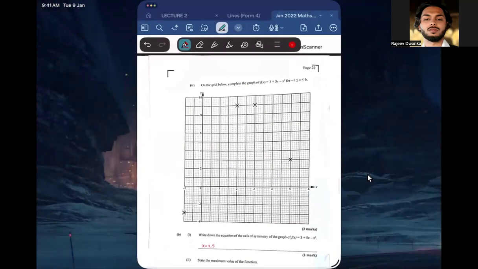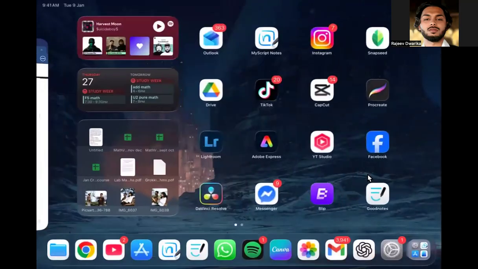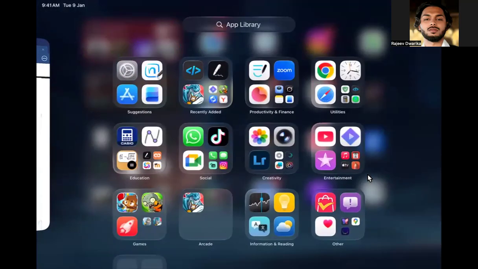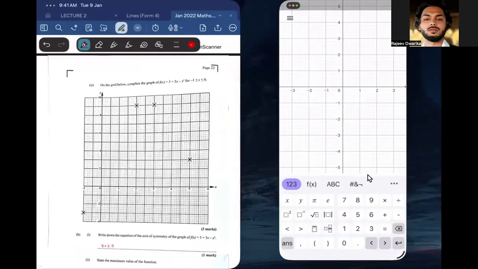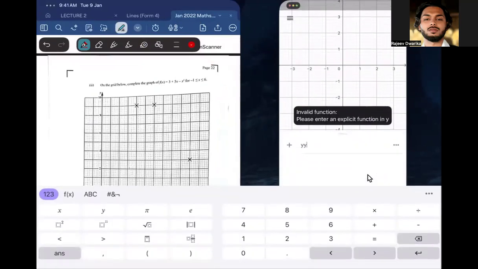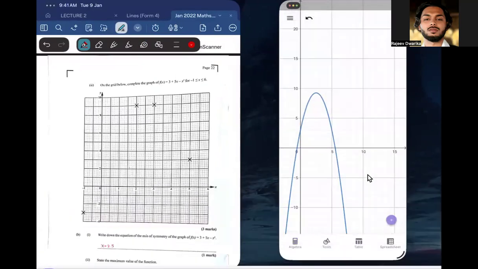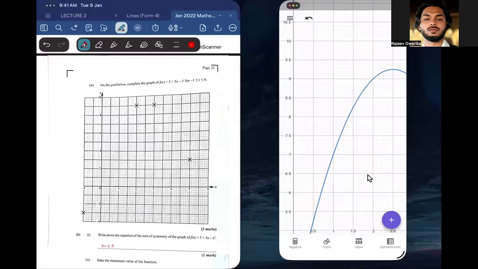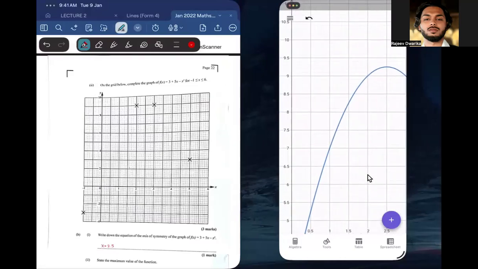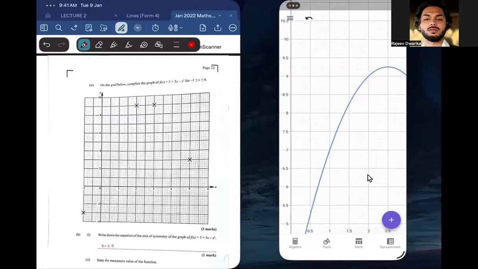Let's see exactly what it would look like. Let's actually sketch it. If you actually do it, say y is equal to 3 plus 5x minus x squared. You'll see that's, no, that's not 9. That's looking like 9.25.